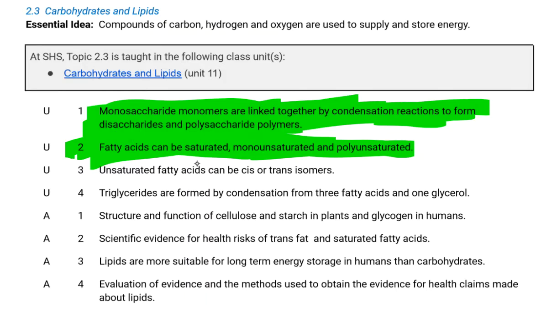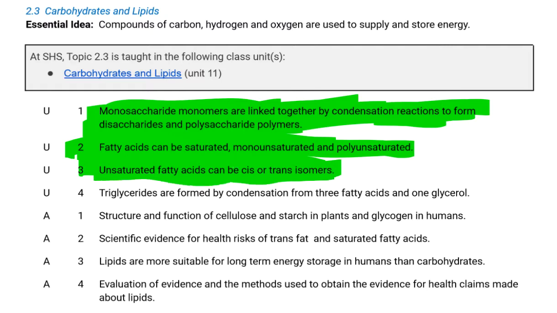So saturated fatty acids contain the maximum number of hydrogens, and monounsaturated means they have one double bond, or one region where there could have been more hydrogens, but there isn't. Polyunsaturated means there's lots of unsaturated components. Unsaturated fatty acids can be cis or trans isomers. So cis means they go the same way, so the hydrogens on the double bond are on the same side. Trans means they're on the opposite side, and what happens is trans fats are really bad for you, so that's something you need to know.